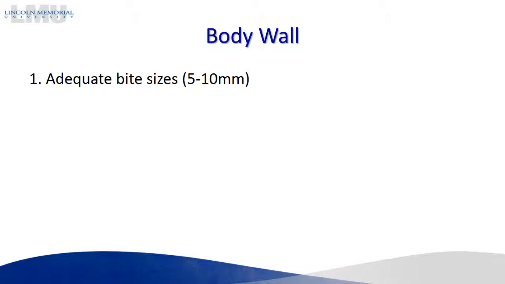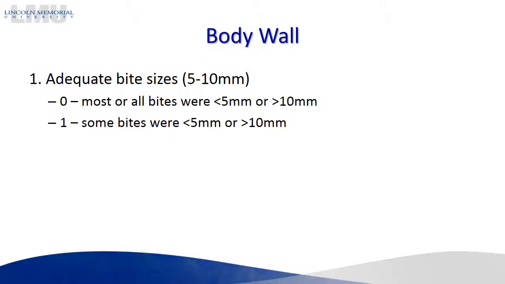And so here are some examples of what we might see for the different scoring levels. If we have a student who scores as a 0, this is going to be a case where most or all of their bite sizes were either less than 5 millimeters, which is incorporating too little tissue for a secure closure, or greater than 10 millimeters, which is incorporating too much tissue and crushing that into the sutures.